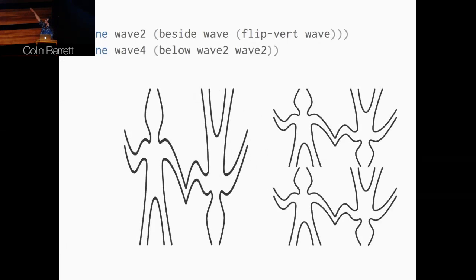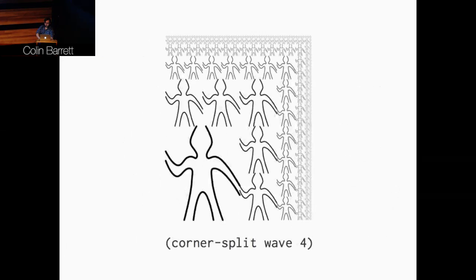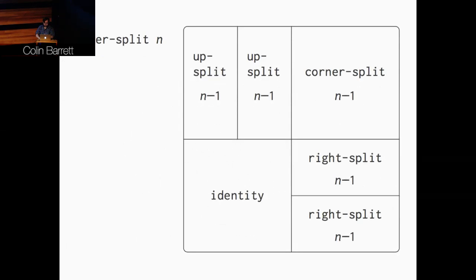And we've given them names, and see here we're using wave2 in the definition of wave4. We can get a little bit more complicated. We can split this waving guy up and repeatedly iterate this corner-split thing. And you can see the definition that they give here. And this is all just totally from this textbook.